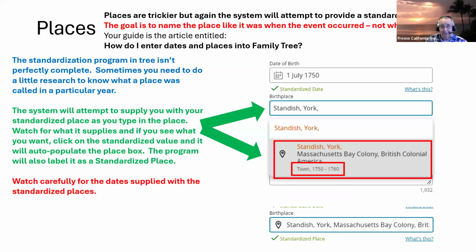Okay. So always watch for the little date things that are on these standardized options, because it's always going to give you a time period. You don't want to pick something that doesn't pertain to the time period that you're actually referencing. I don't want something from 1800 to the present for this because it's something that happened in 1750.